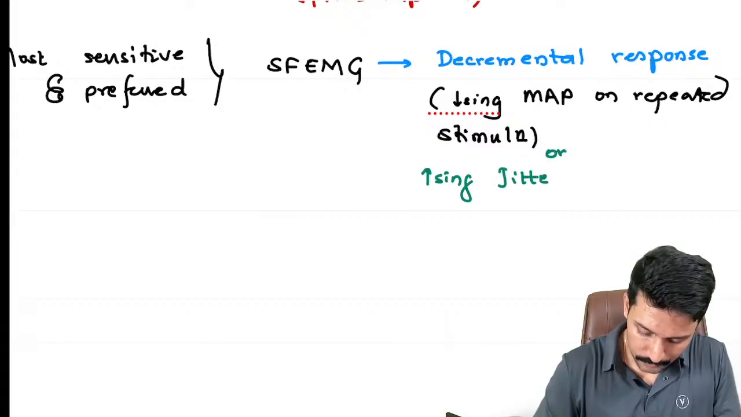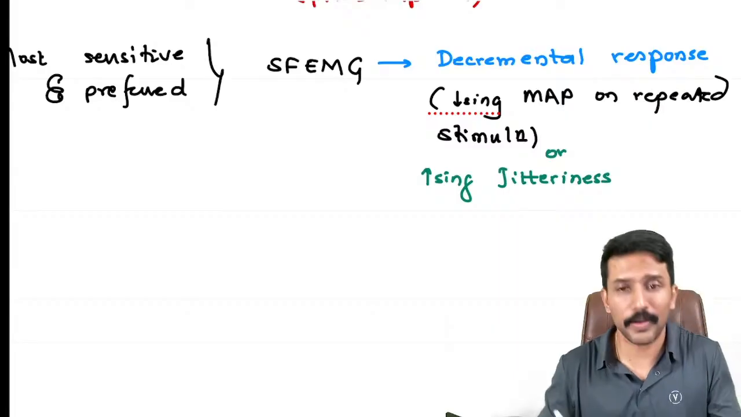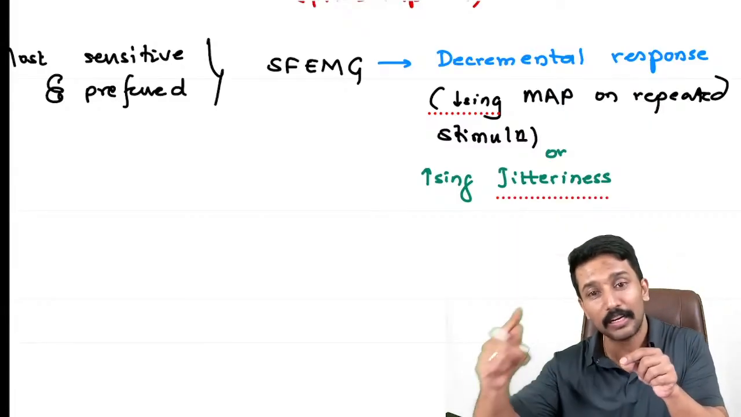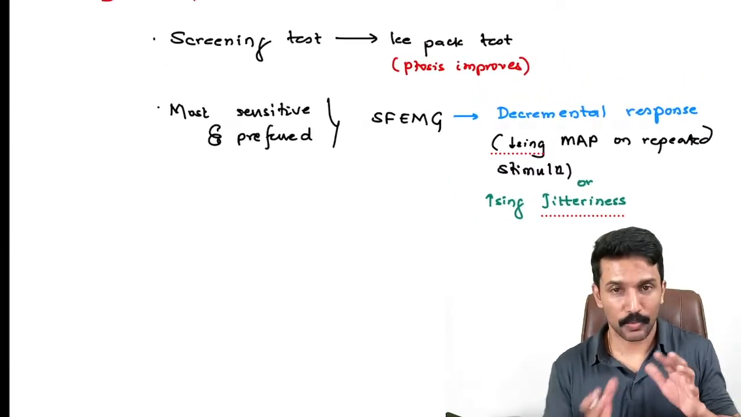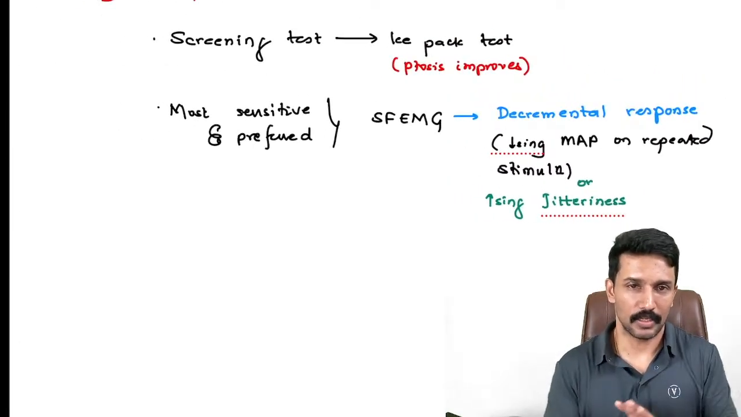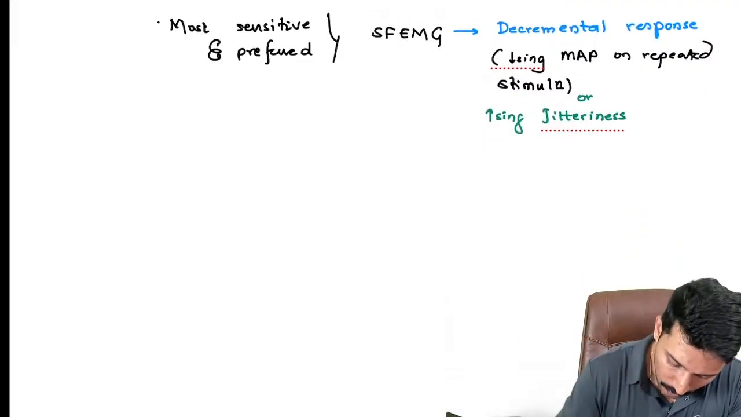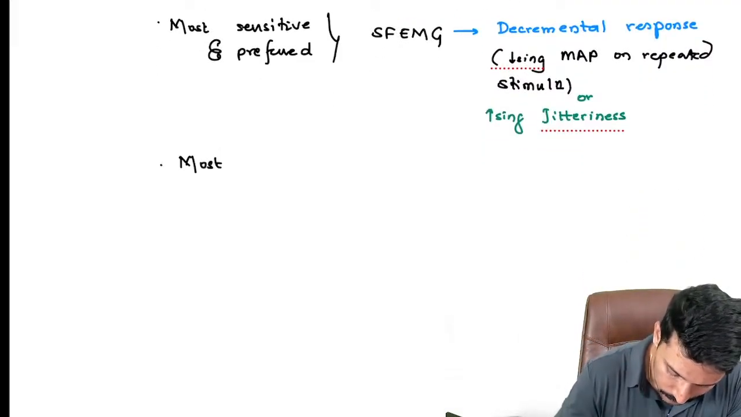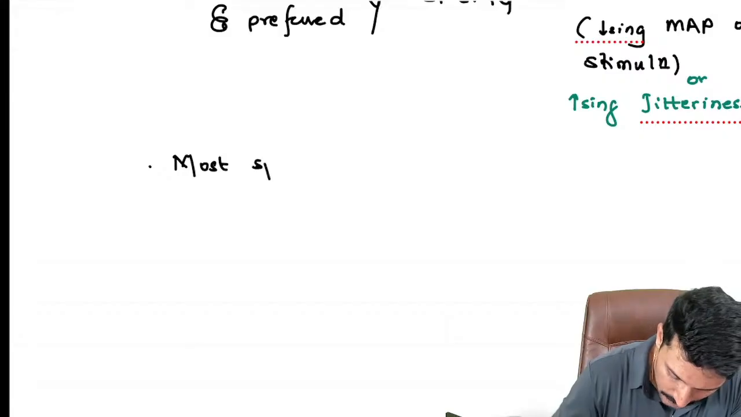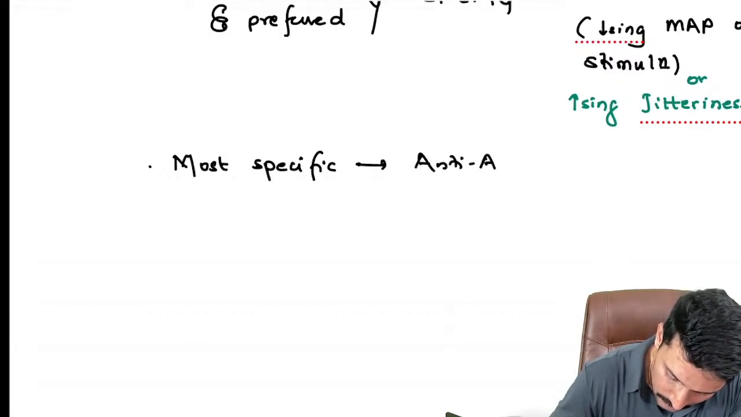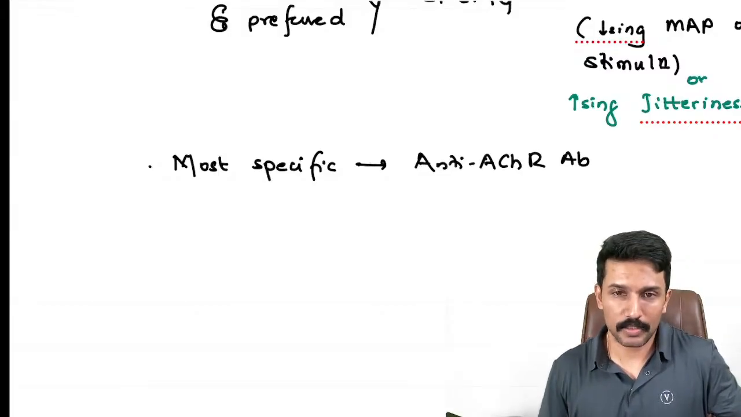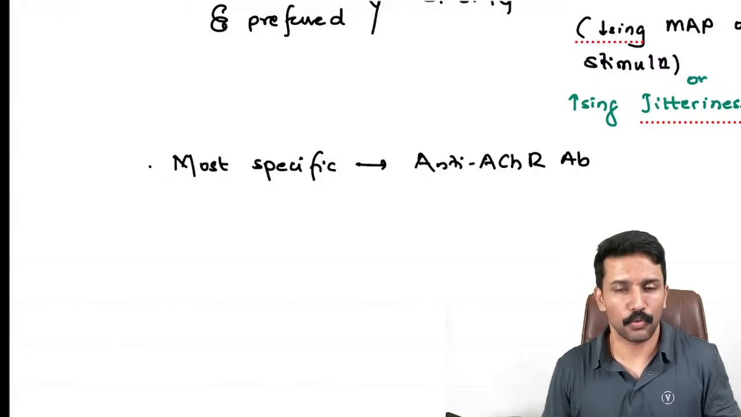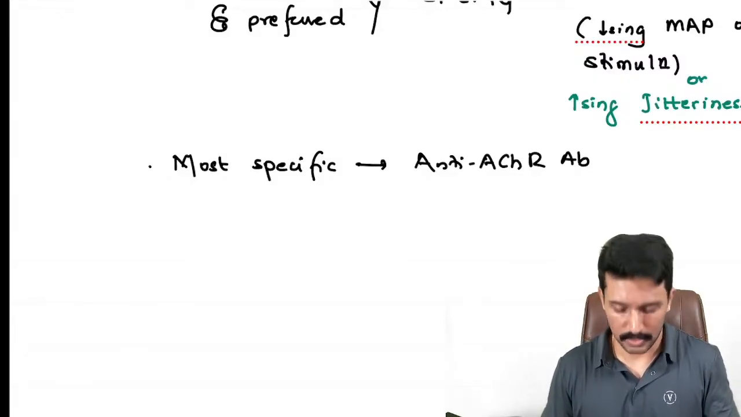Both are same. Jitteriness means failed contraction. So keep stimulating more, the contraction starts failing more. That's the meaning of increasing jitteriness. So either you get a decremental response or increasing jitteriness. Then they may also ask you what is the most specific investigation. And remember, the most specific investigation is anti-acetylcholine receptor antibody, right? You also had an edrophonium test or tensilon test, which is not performed today due to increased risk of cholinergic crisis, right?